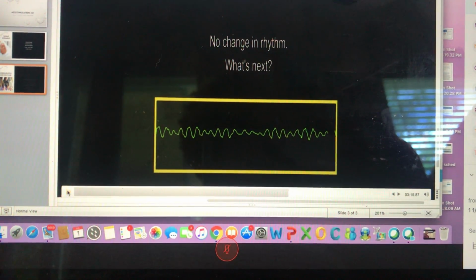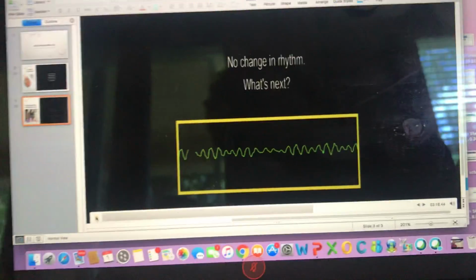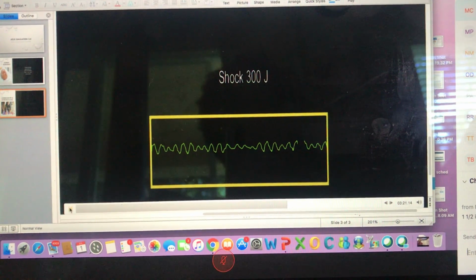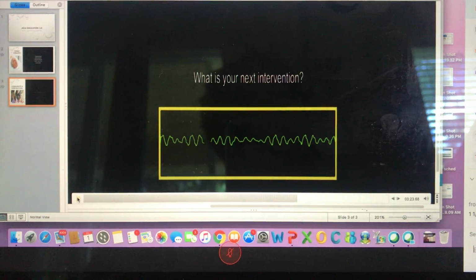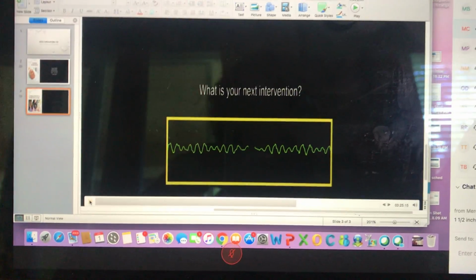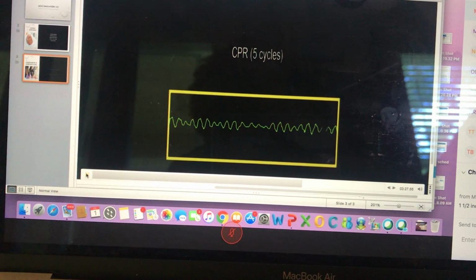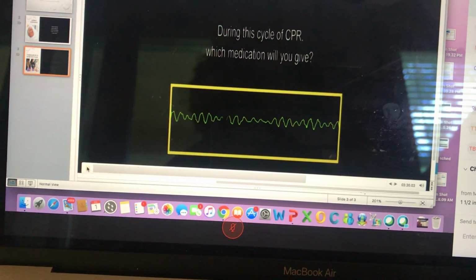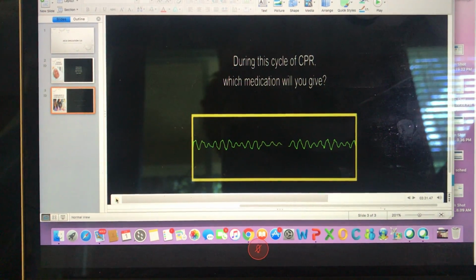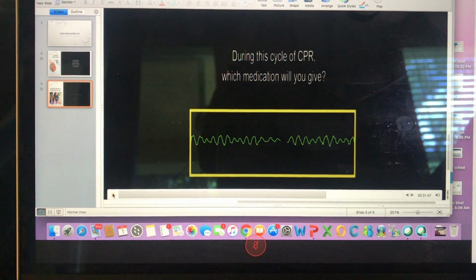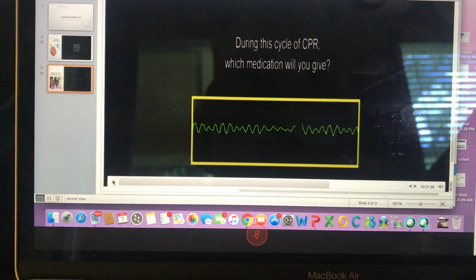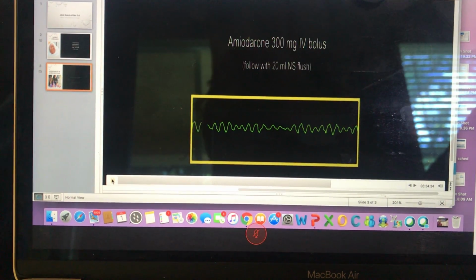We will continue CPR, shock again. That's right, shock again. And then amiodarone. What do we do after we shock? Continue CPR. All right, so some of y'all mentioned what medication: amiodarone. The dose would be 300, pushed with a flush.